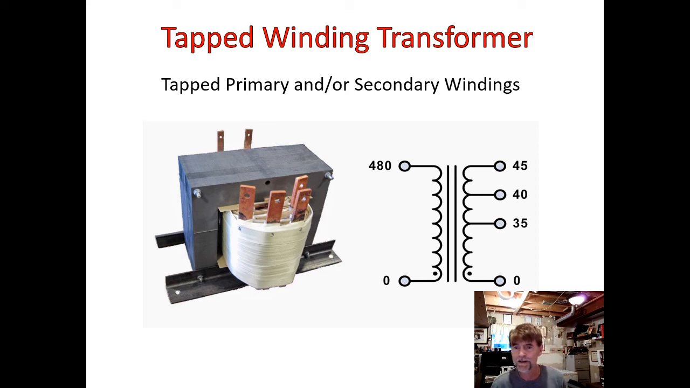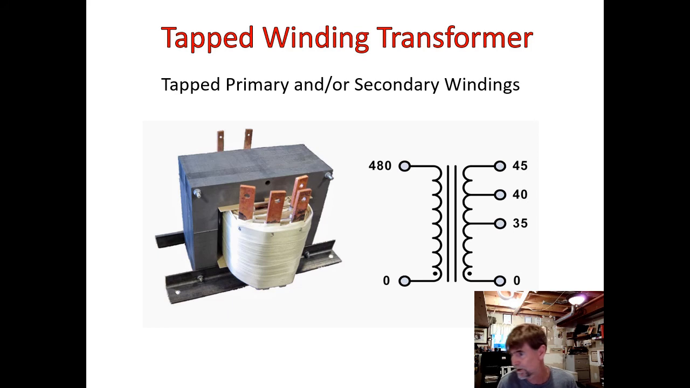I'm pretty sure we've already seen this diagram. This shows us our tapped secondary. It could be a tapped primary. It doesn't matter. And again, all we have to do to understand the voltage outputs is to know the turns ratio. So we can see this is a step-down transformer.